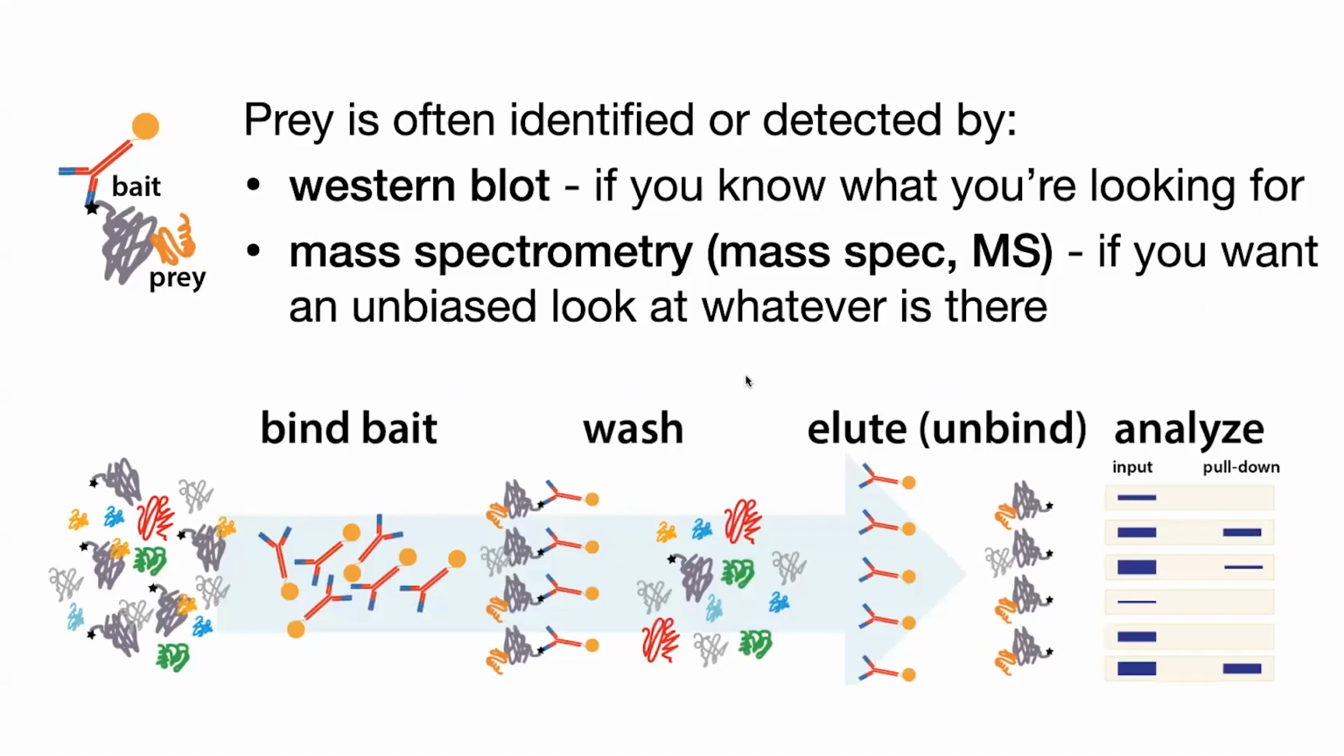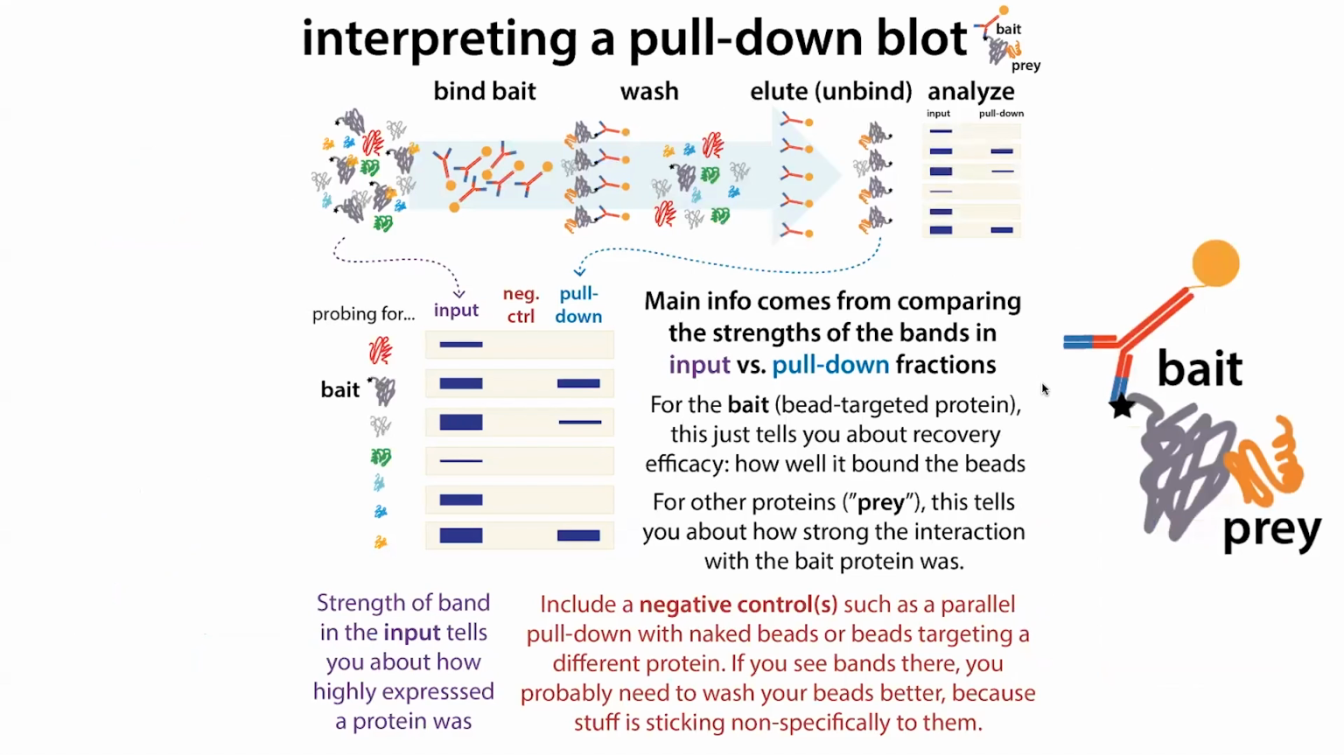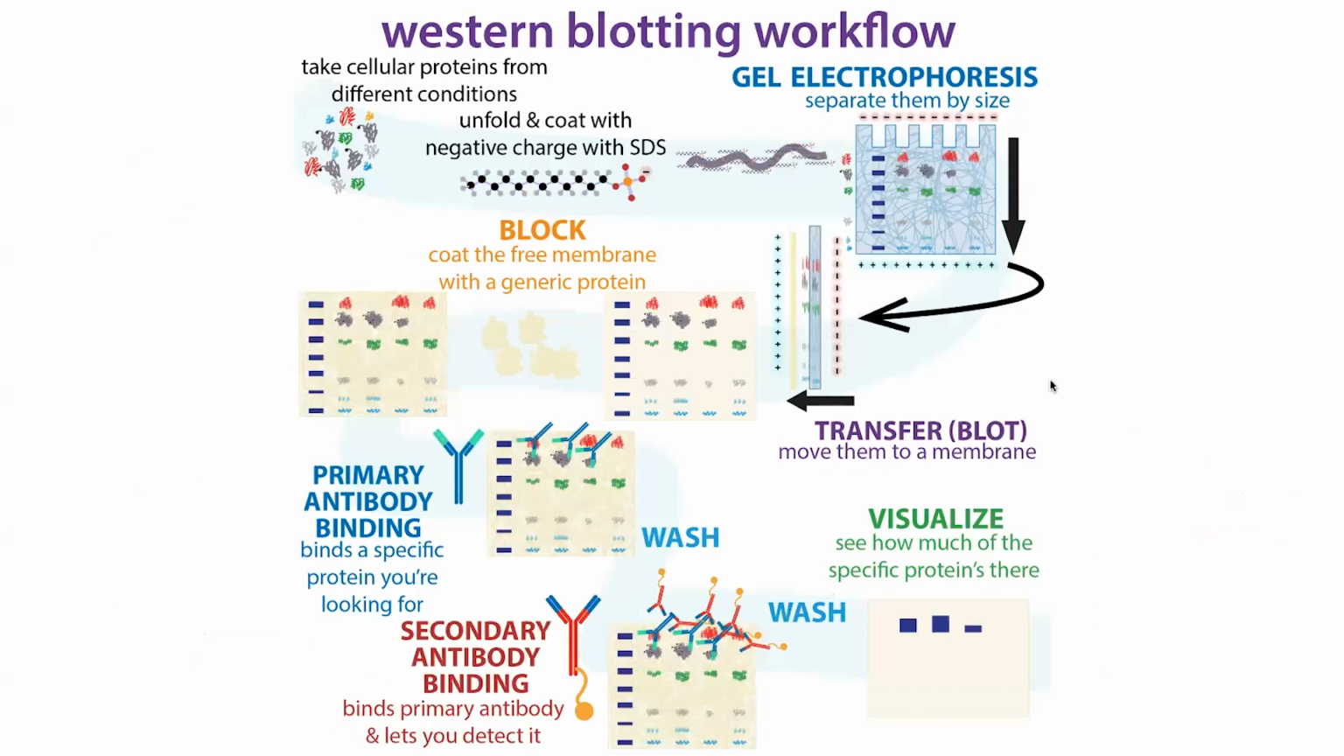You're going to wash everything else off. Then you're going to elute, or unbind, your bait. And then you're going to analyze. So I want to get more into this idea of the analysis. The most common type of analysis you're probably going to see is a Western blot, and we're going to get much more into the details about this.